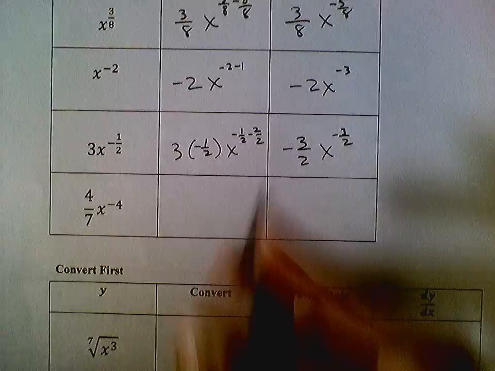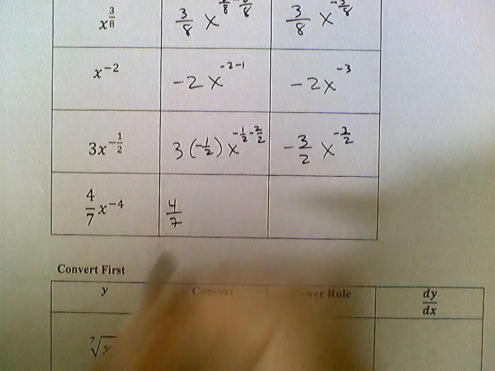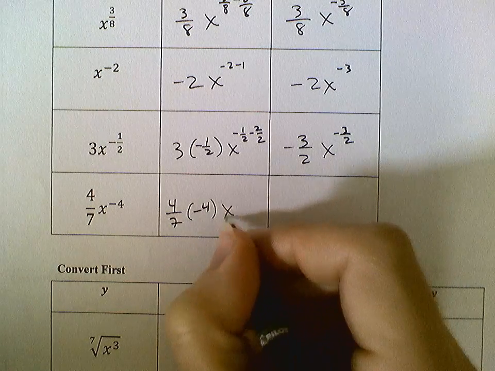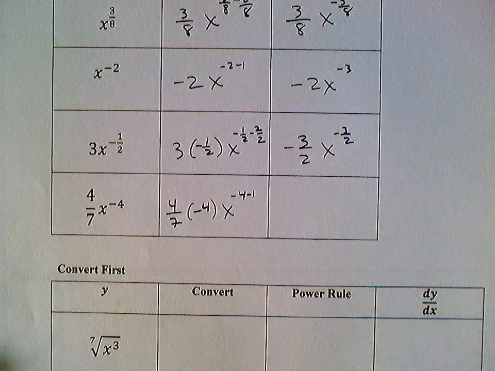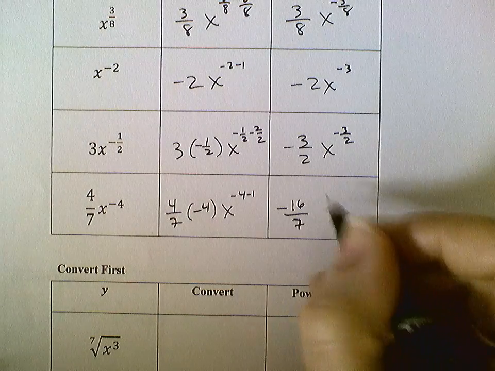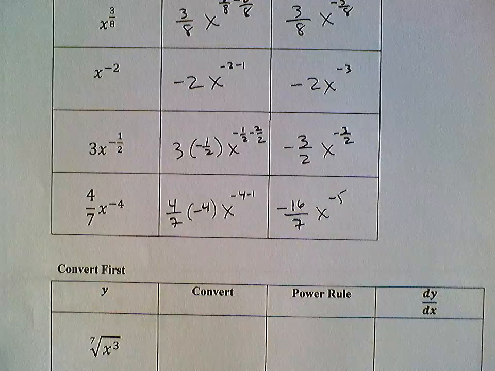And then this last one, I'm going to write down the coefficient. This gets multiplied by the exponent. I am subtracting 1 from the exponent. Negative 16 over 7 x to the negative 5.